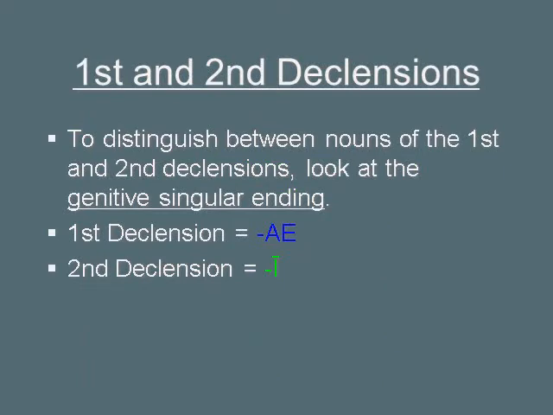Thus, with our second declension endings, we should now be able to distinguish between those second declension and the first declension. And as I said at the opening of this narration, the genitive singular is the key to determining what declension a noun belongs to. For the first declension, as you remember, the ending will be an AE, but now for the second, it will be a long I.